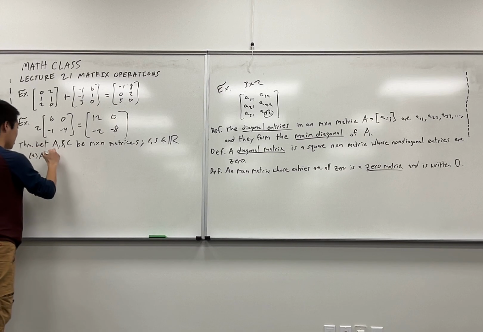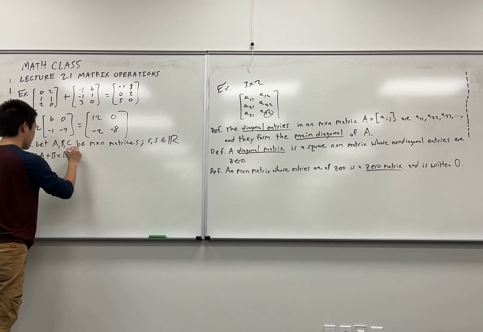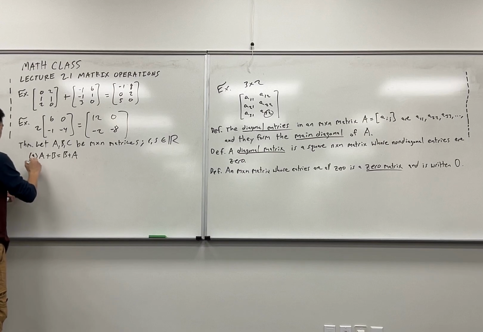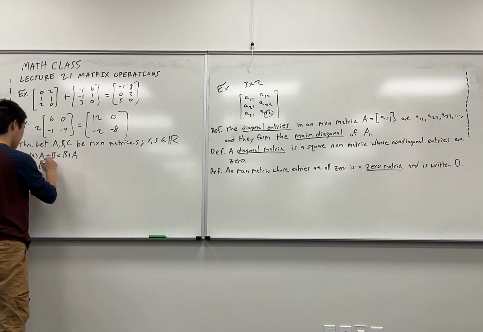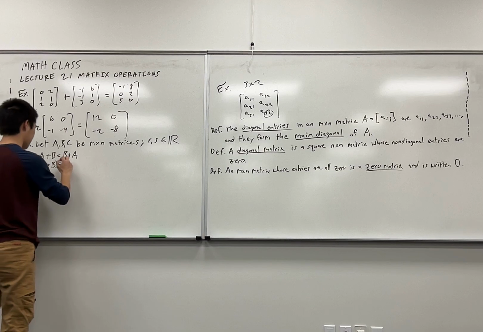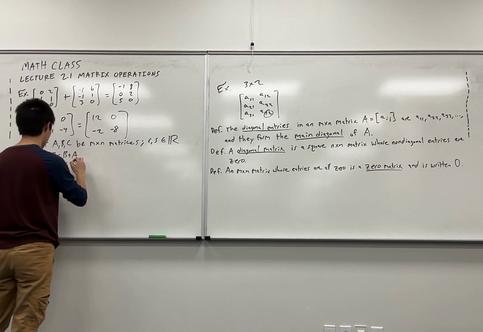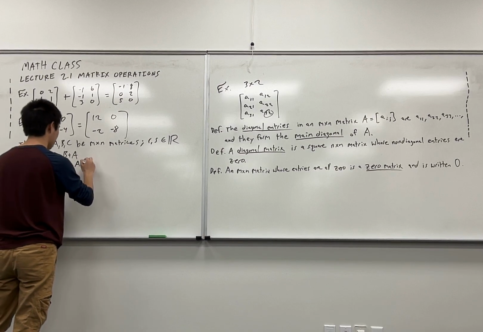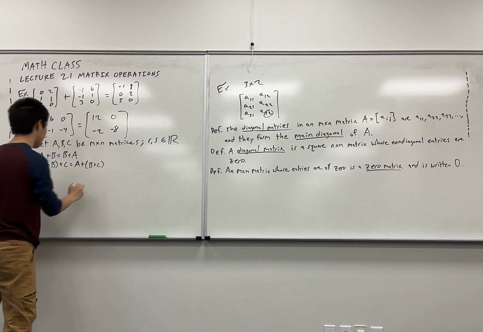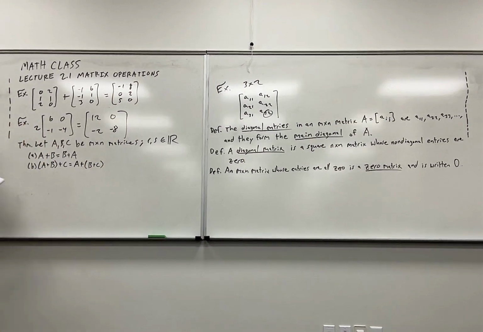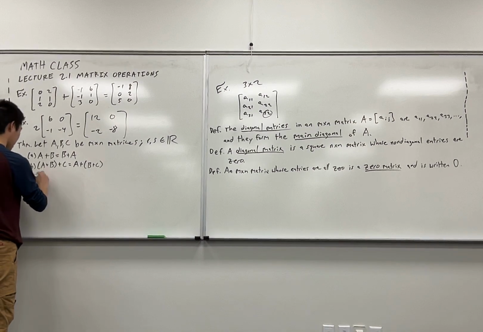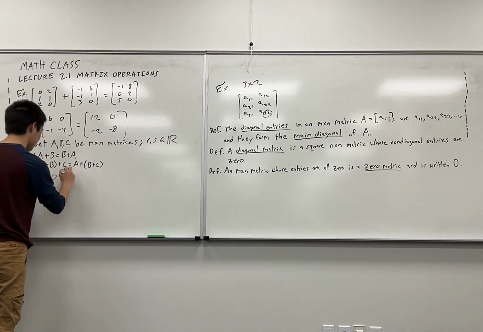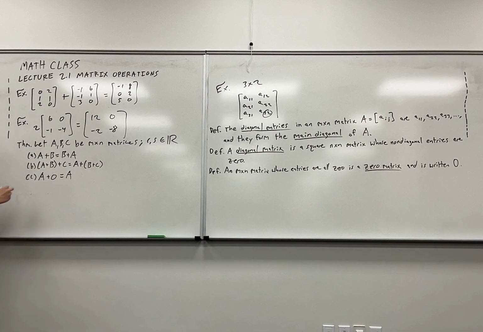So A plus B is B plus A. So that's abelian. In the algebra lingo, we would call that commutative. And then it's associative as well. So (A plus B) plus C equals A plus (B plus C). We have identity, right? So A plus the 0 matrix is always going to return A to you.